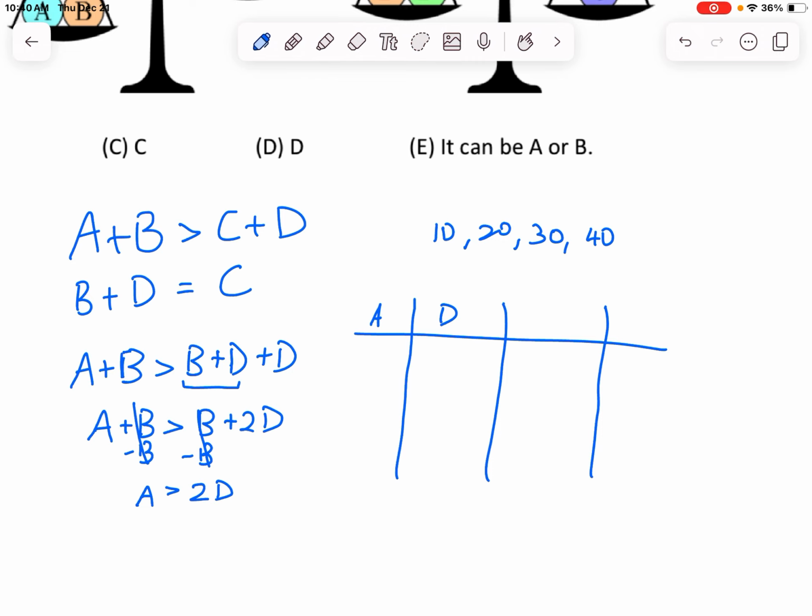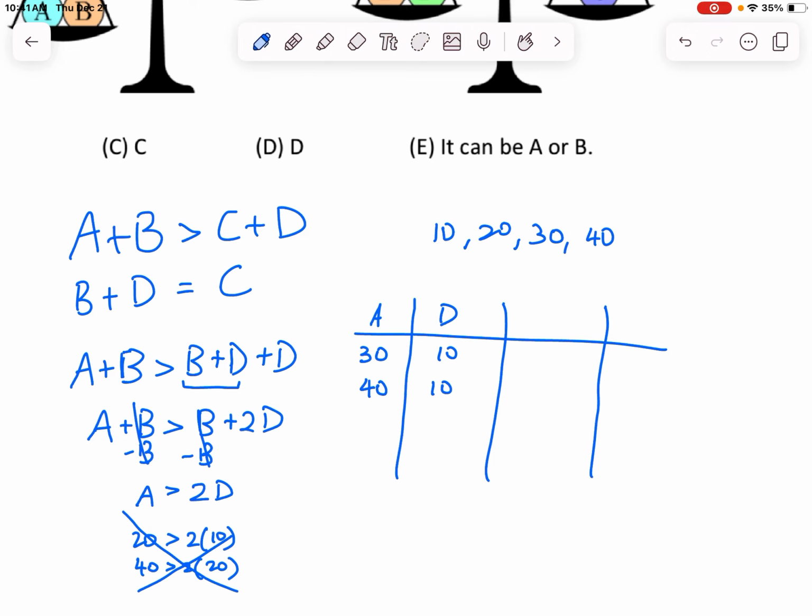And the 10 would have to be used for D, because if I used it for A, then A would always be less than 2D. So I'm just going to put 10 here, and then for one of the cases it'll be 30, and for the other case it will be 40. In case you didn't understand what I meant by we can't use 20 and 10 or 20 and 40, if I did use 20 here, 20 is greater than 2 times 10, which is not the case because 20 is equal to 20. And I can't use 40 either because 40 is equal to 2 times 20. So that's why I couldn't use those two combinations.